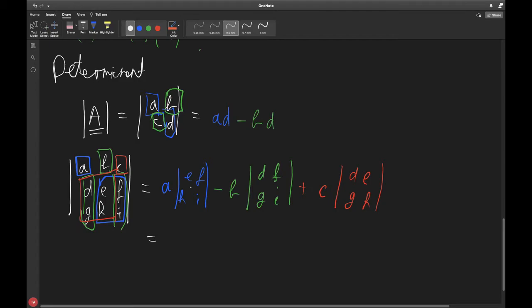And based on this, we can already apply this part and get what the answer is, which I don't know how interesting it is to write it out. A E I plus B F G minus C E G minus B D I minus A F H. But the important part was that really this is the way to calculate determinants.